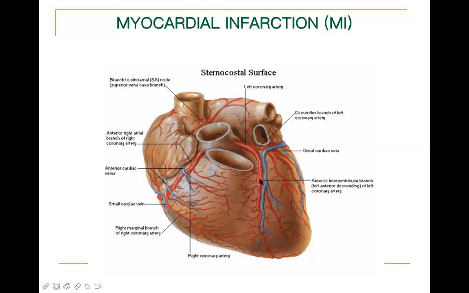This is the LAD, left anterior descending, because this is the anterior surface and it is coming downwards. Very easy term, left anterior descending, LAD. And another is the circumflex. Circumflex means it is going like this on the back side, going around from the side backward. So this is the left circumflex artery. And another is the right coronary artery. So these are the main coronary arteries.